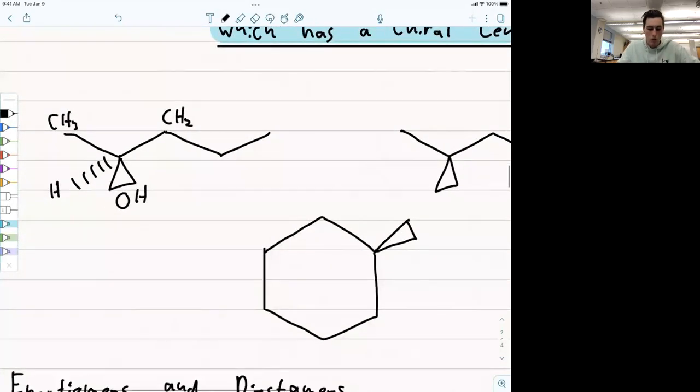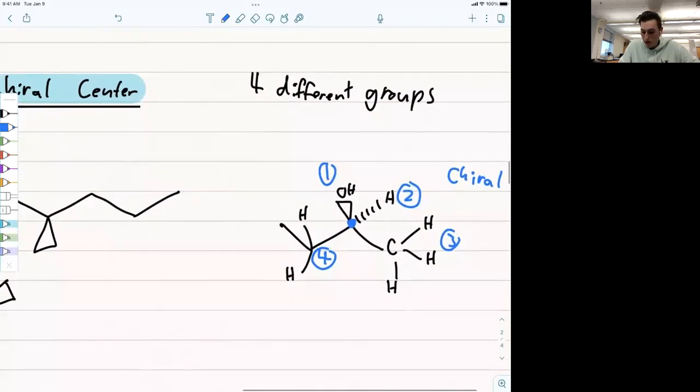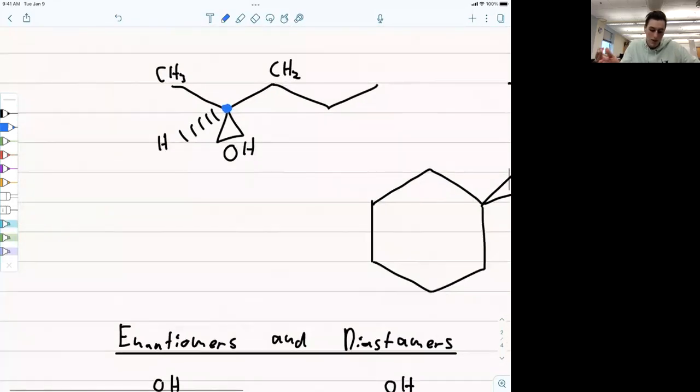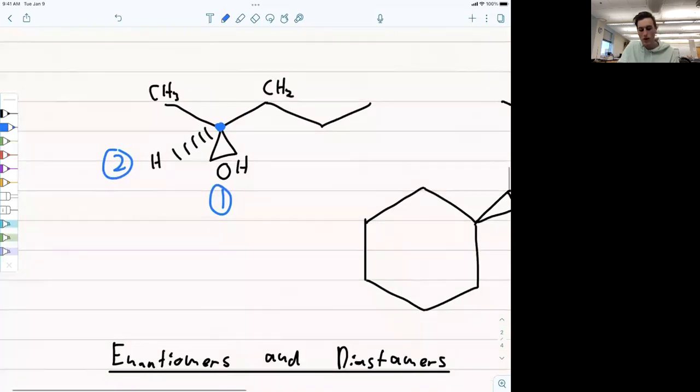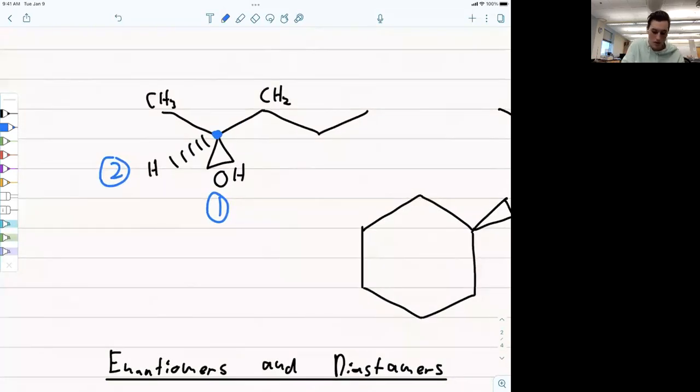So I want to know whether this is chiral or not. So let's start with looking at our groups. It's extremely similar to the one we had over here. Actually, it's the exact same one, but I start with the top. It's going to be my first group, and then my hydrogen is my second one, and then we just went over this.